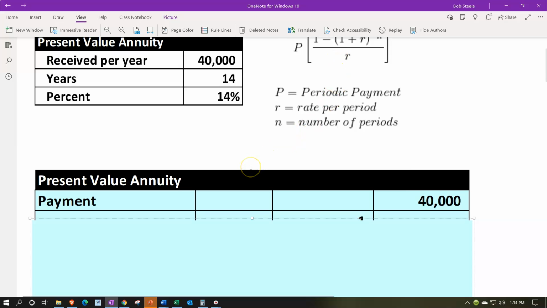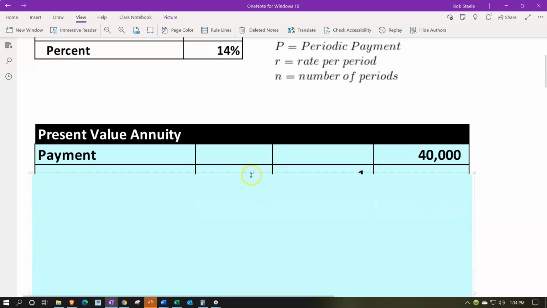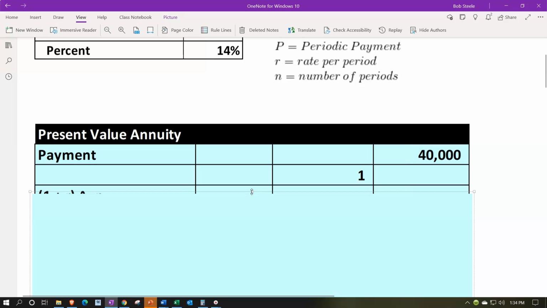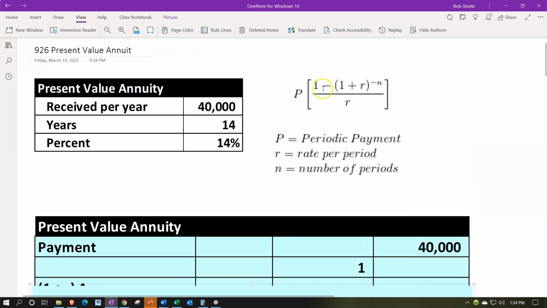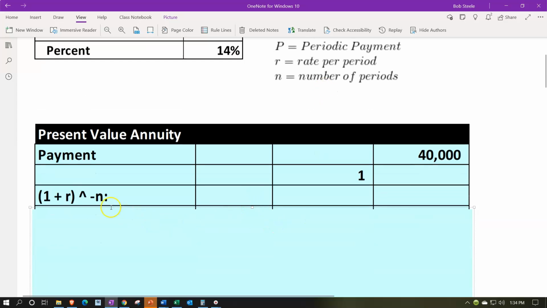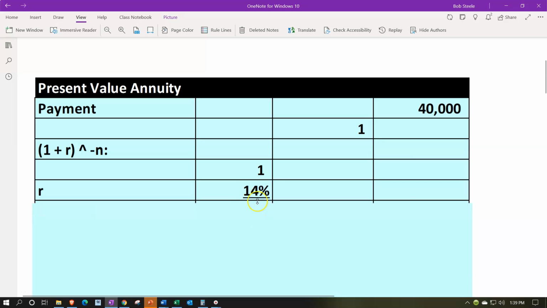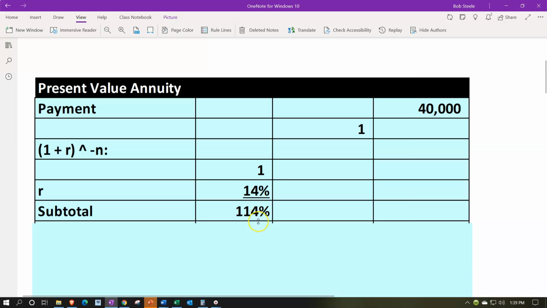And then in this inner column over here, we're going to further break out the numerator, given there's a lot going on with it. So we're going to say the payment is going to be the 40,000. And then we're going to pick up the 1, now going into the numerator, minus, and then I'm going to break out this other component into its own category, 1 plus R to the negative N. So then we're going to have in the inner column here, 1 plus R, which is 14%.